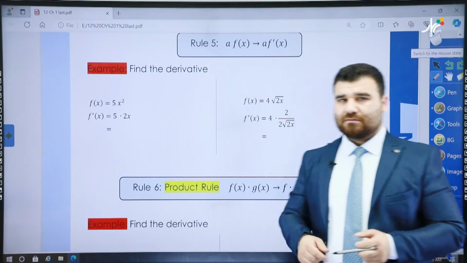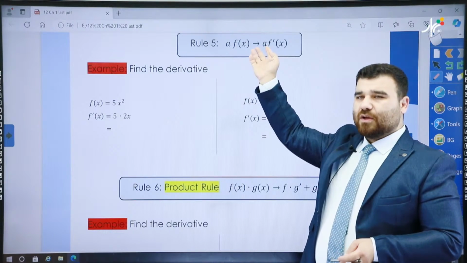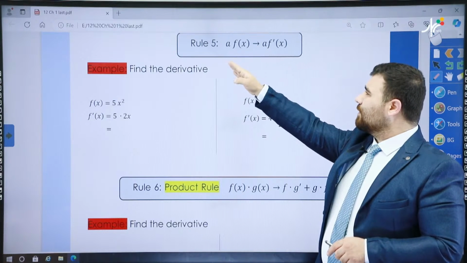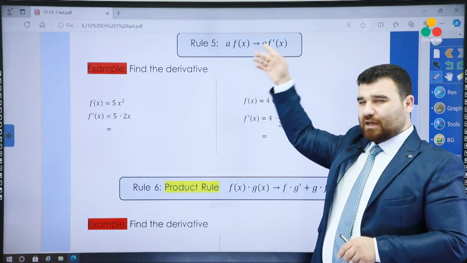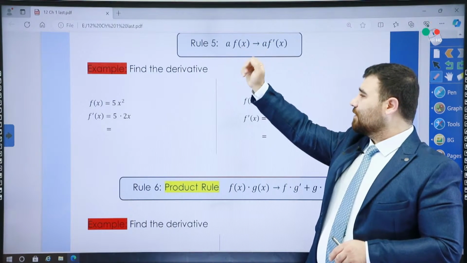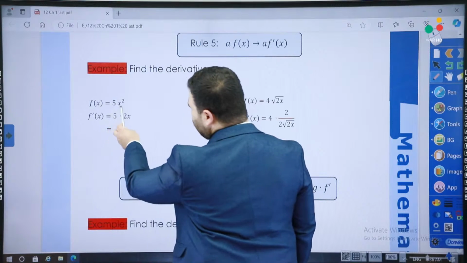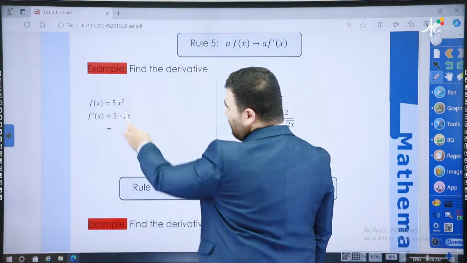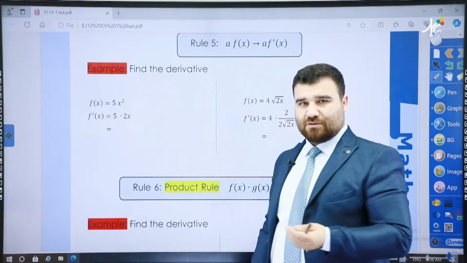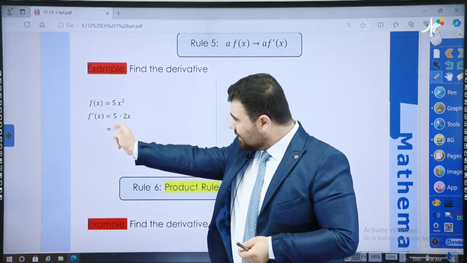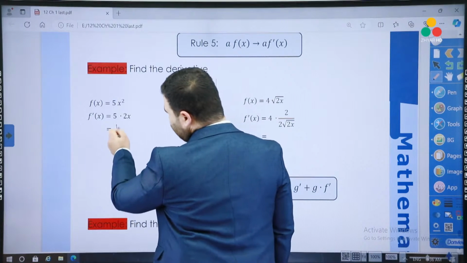We have another rule. If there is a constant, if there is a number multiplied by a function, when we do the derivative, we leave the number. We don't do anything to it. We just do the derivative of the function, then times the number that was before the function. Through examples, you can understand this better. Now, if we have 5x squared, okay, we leave the 5 as it is. The derivative of x squared is 2x. Now, this 2 and this 5 should be multiplied together. So the answer is 10x.